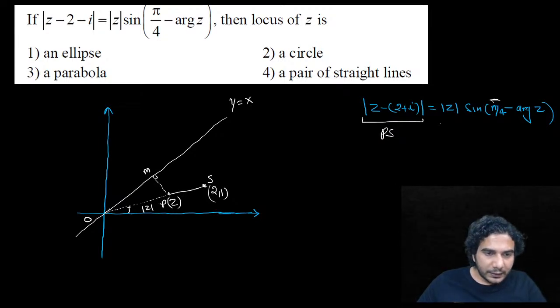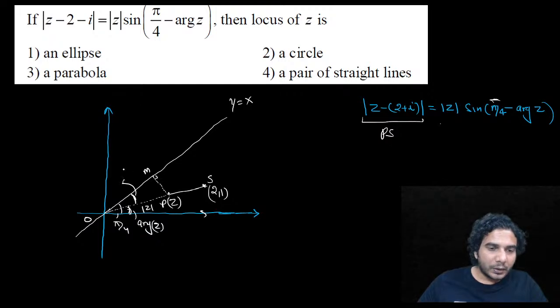What is this angle theta? This angle is pi by 4, right? And this small angle which OP makes with x-axis, this angle is basically argument of z. So you can see this angle will be theta minus argument of z, right? Say this angle is alpha.